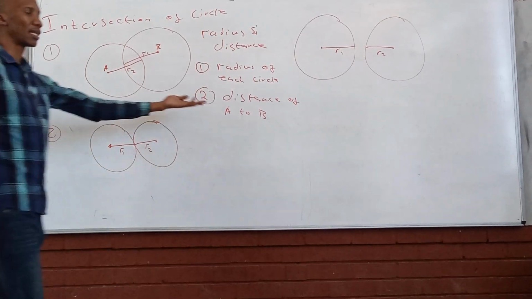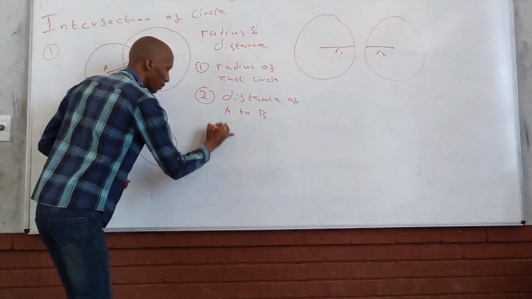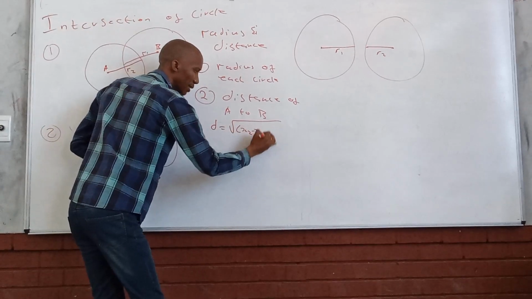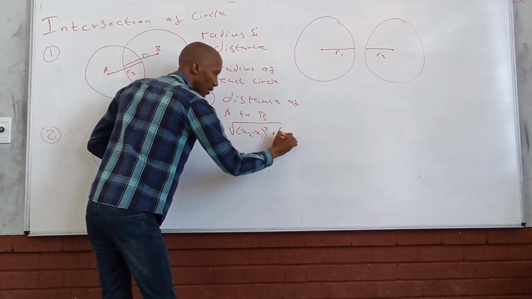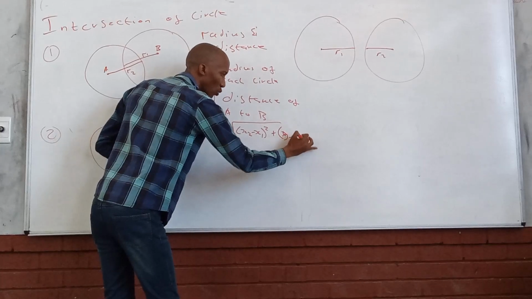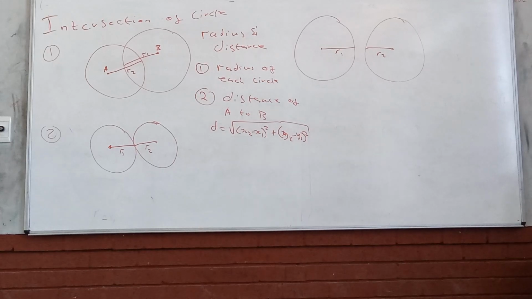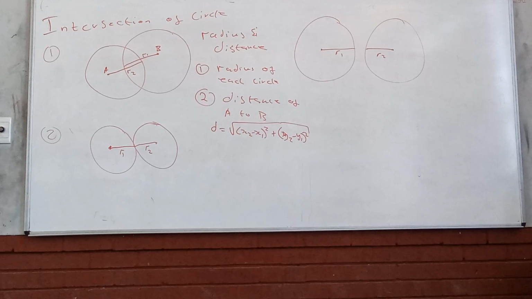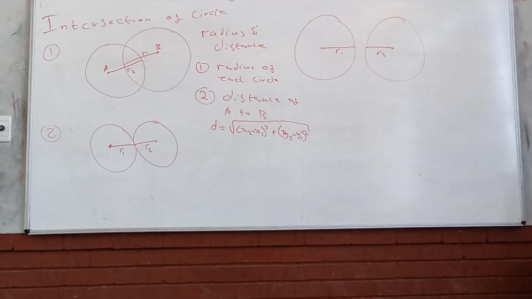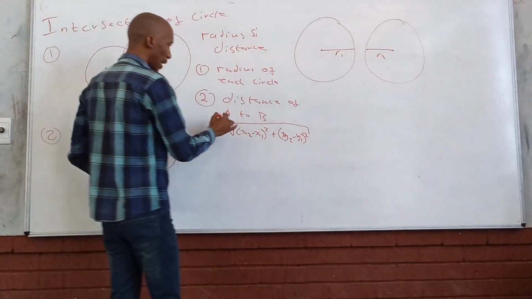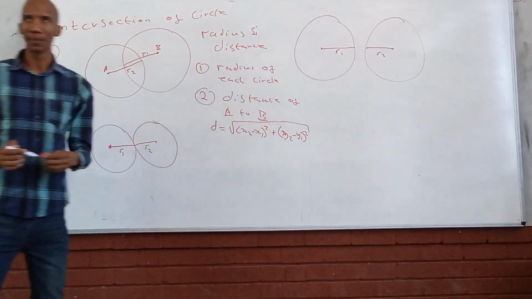Now, what's the formula for distance again? Our formula: distance d is equal to the square root of x2 minus x1 squared plus y2 minus y1 squared. That is what we're going to do. So whenever it comes to intersection of circles, you have to find your radius, and then you find your distance between those two points, between your centers, center A and center B.